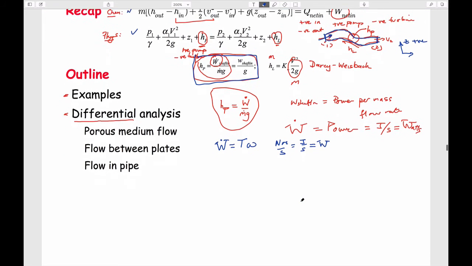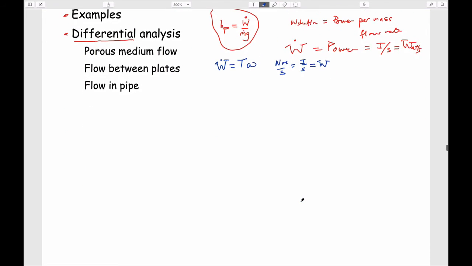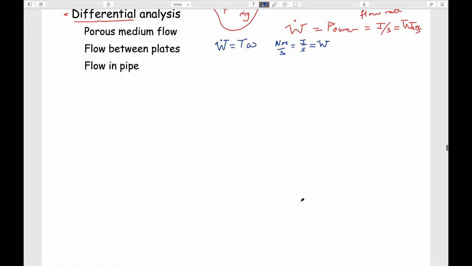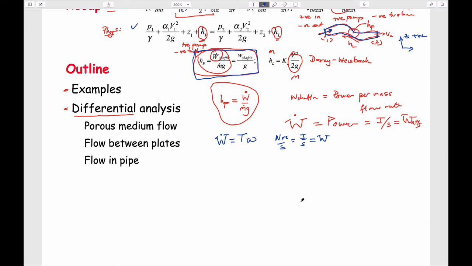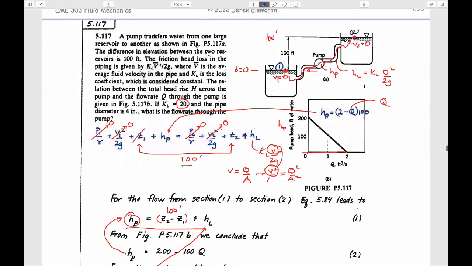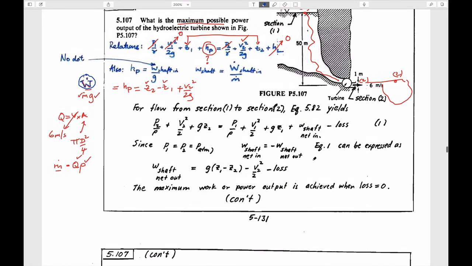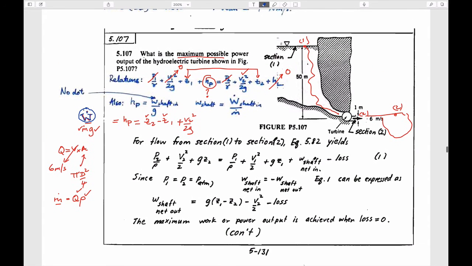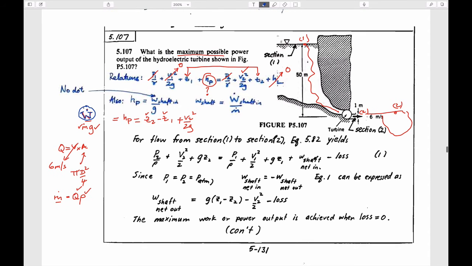Okay. Well, all right. So we'll see. So that's the first part. Yeah, go ahead. So for question 517, the mass flow rate sign was changed. Which one was this? Yeah, we used the W shaft out. Oh yeah. Okay. So this sign convention.